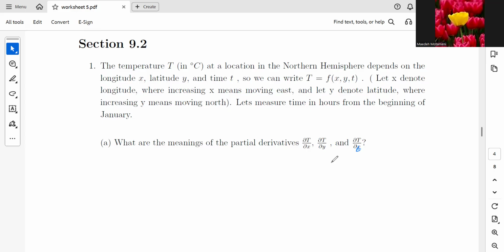Now, what is the meaning of partial derivative of T with respect to y? That would be the rate at which the temperature, capital T, changes with latitude while longitude and time are fixed. Same for the last one. Partial derivative of T with respect to t, lowercase t representing time, means the rate at which the temperature changes over time, while longitude and latitude are fixed.